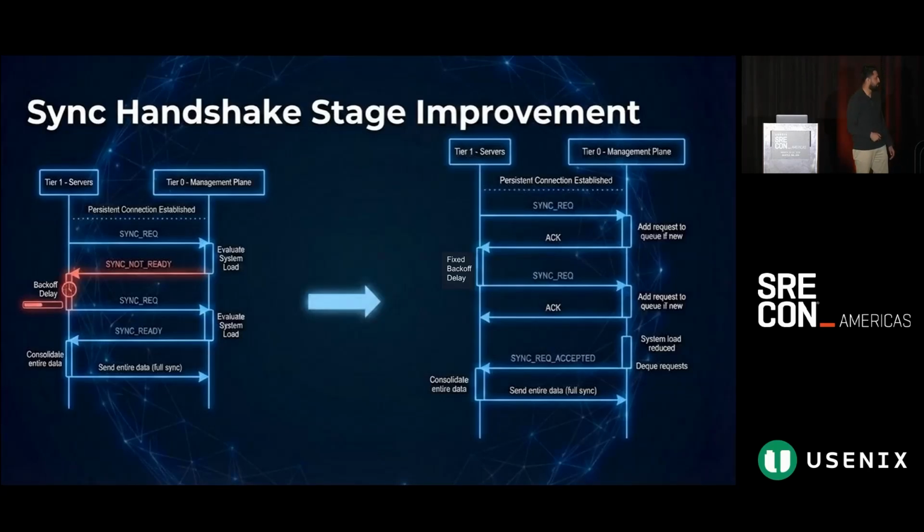Once the management plane would dequeue the request belonging to that server, it would send a sync request accepted to the server. So now it was the management plane controlling the flow. That's when the server would consolidate the entire data and send the entire data as part of full sync. So this particular change in the sync handshake stage helped us get very good control over the incoming herd, and we had in some ways managed our herd.